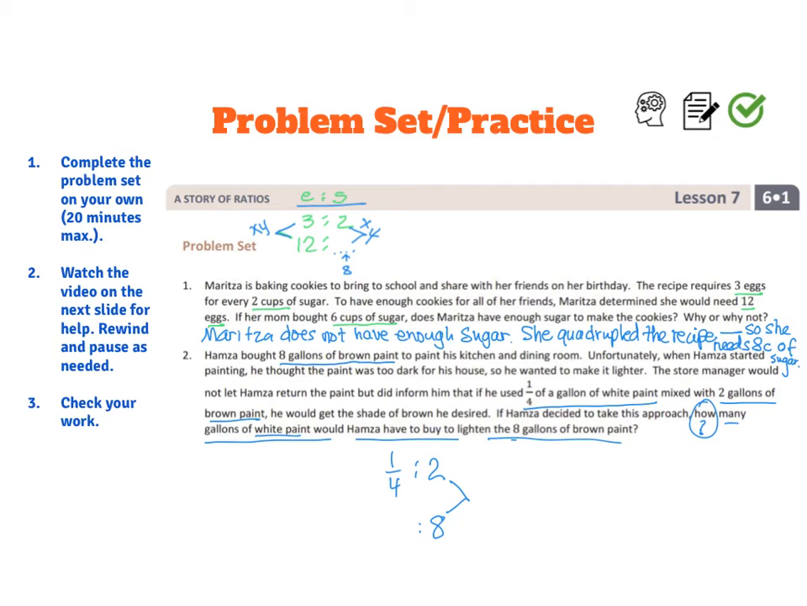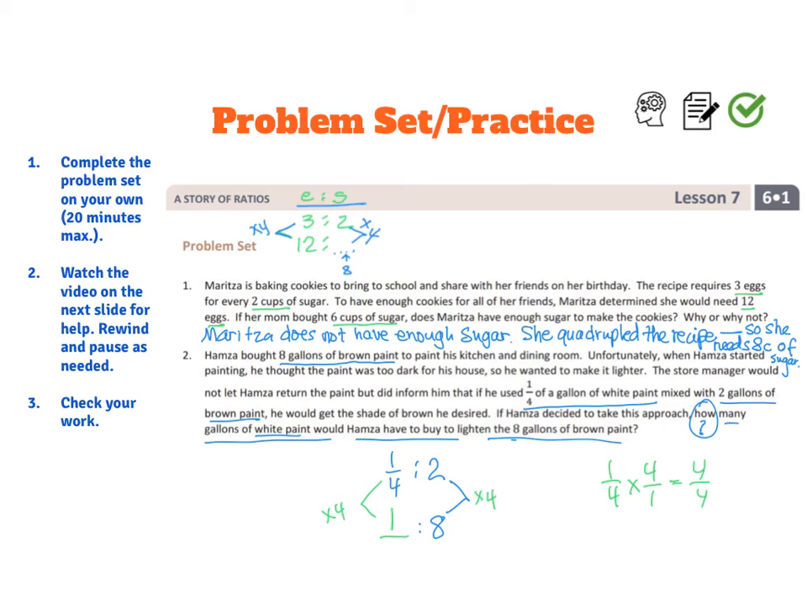So 2 times, go over here, 2 times 4 is 8. So whatever I do on one side, I'm going to do on the other. I'm going to multiply 1/4 by 4, put it over 1. 4 over 1 is still a whole number 4. And I get 4/4, which means 1, right? So the question, Hamza decided how many gallons of white paint. So we've got our answer right there.